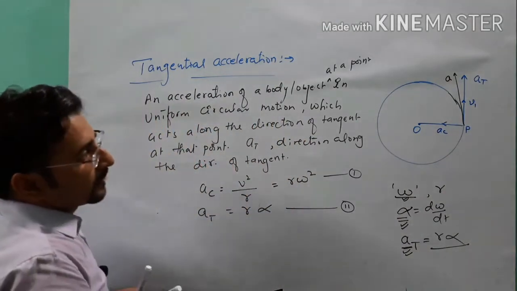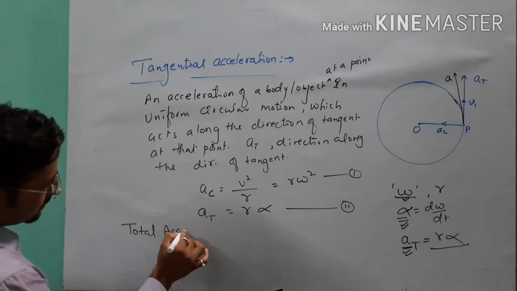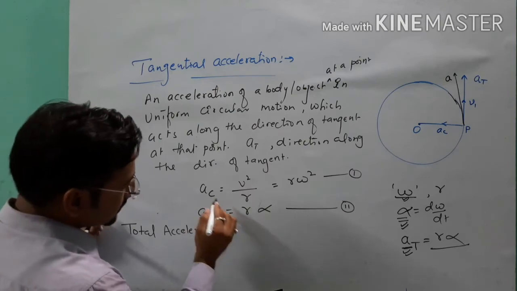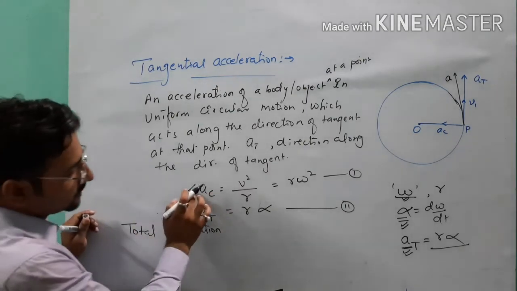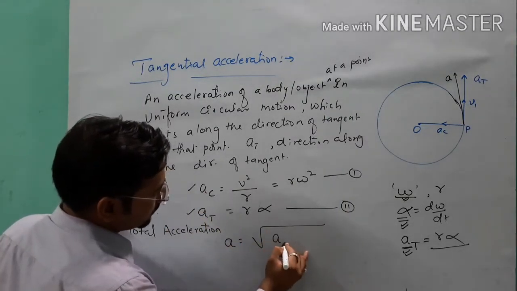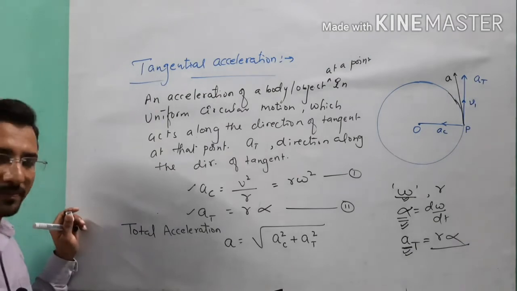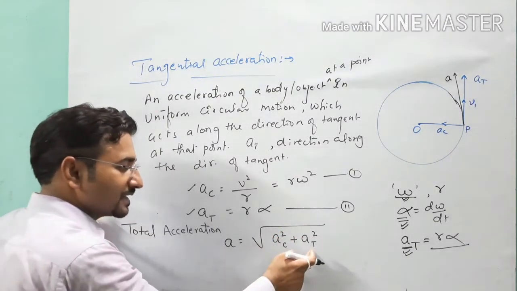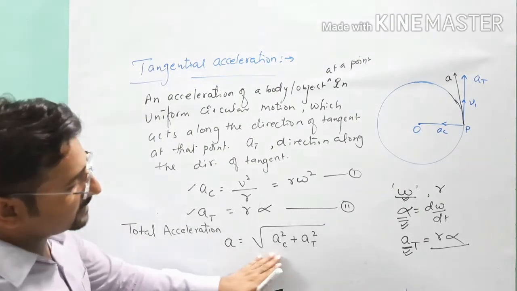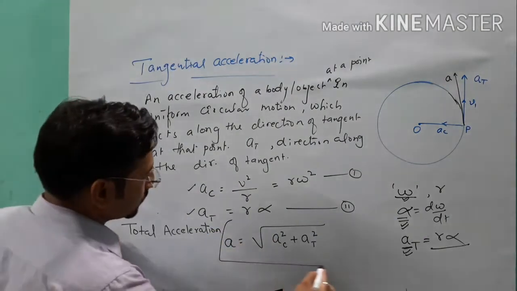So see here, when we talk about the total acceleration in circular motion, which is the square root of the sum of the squares of these two: total acceleration A is equal to the square root of the sum of the squares of centripetal acceleration and tangential acceleration. Now you can substitute the values of AC and AT according to your convenience, so that you can get the final value of total acceleration.